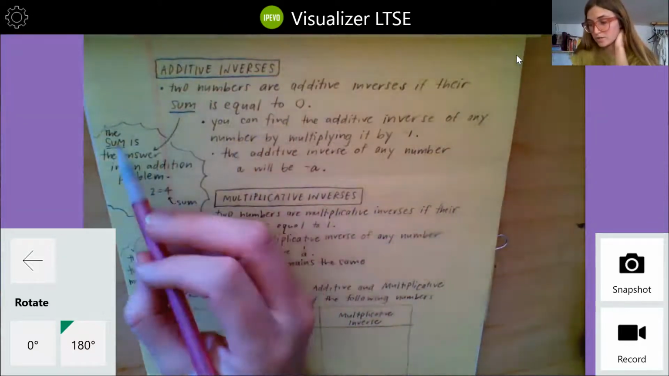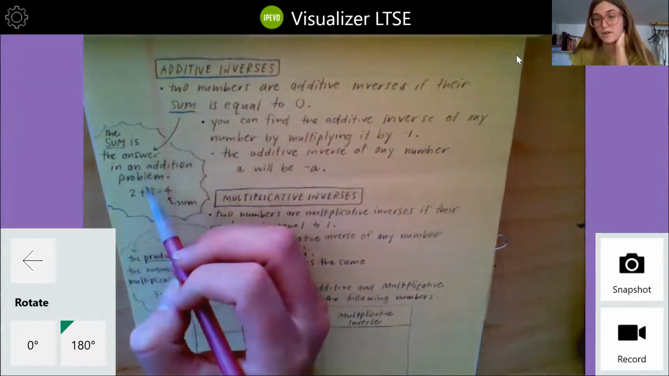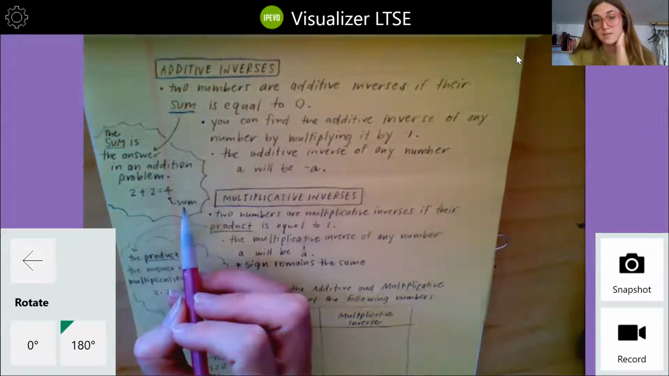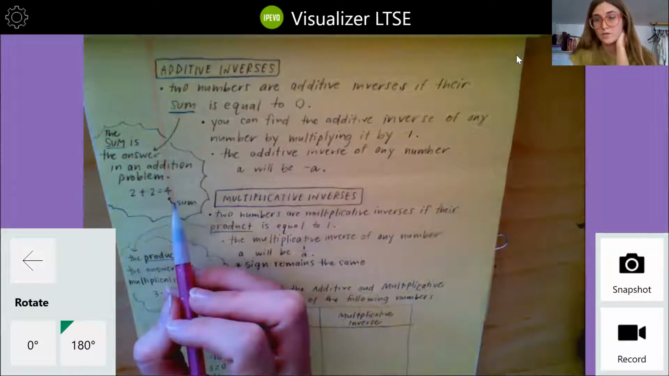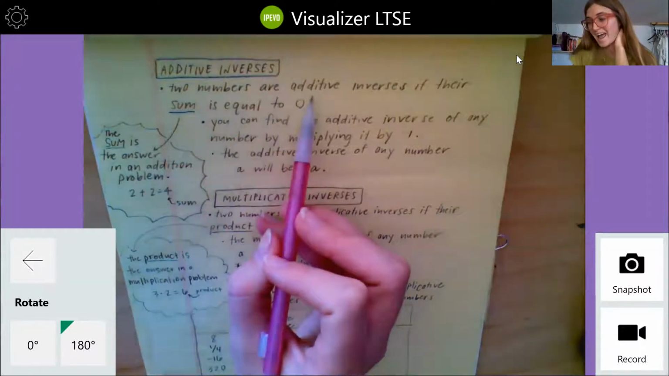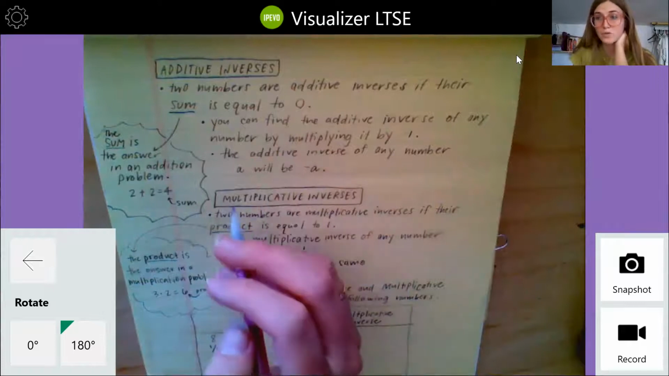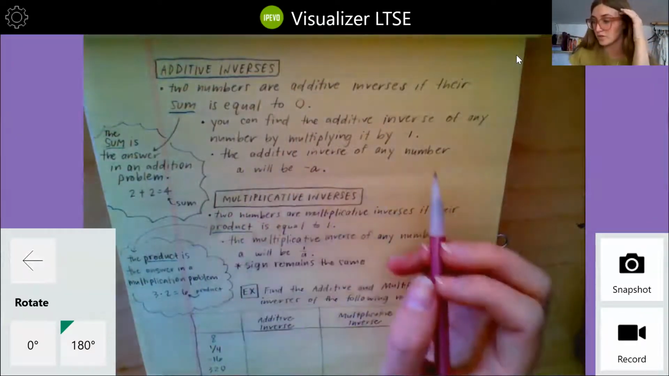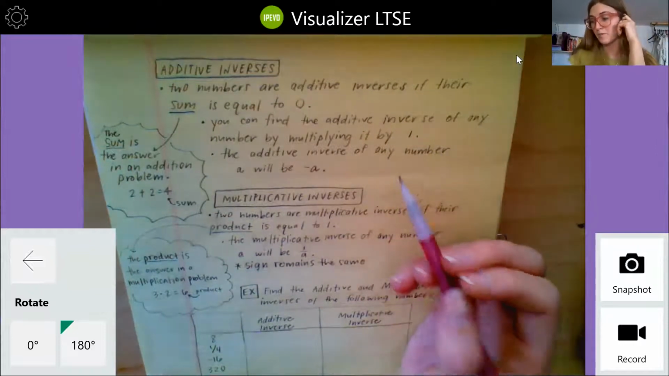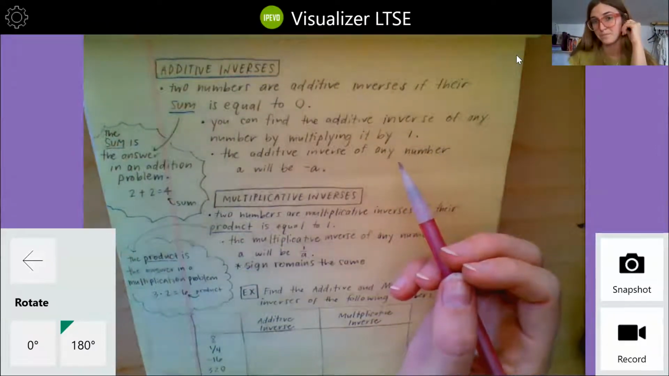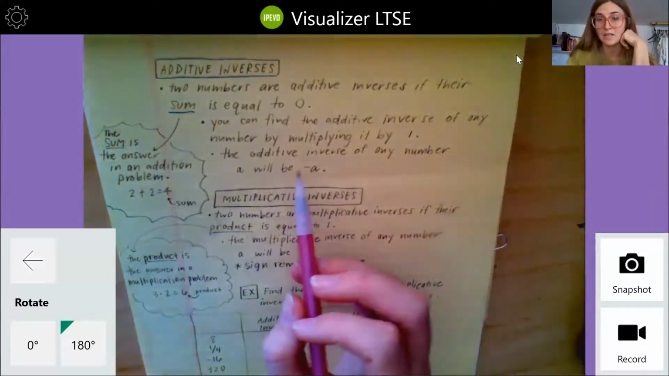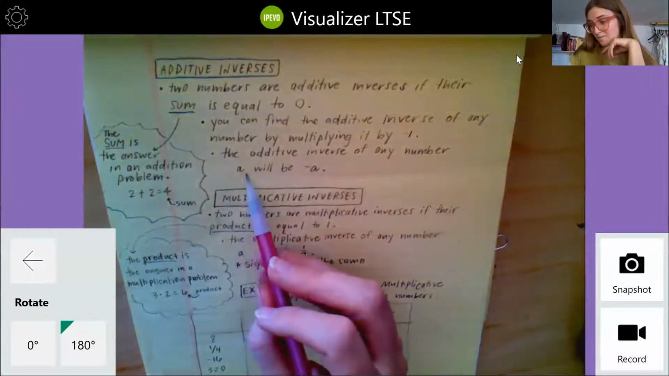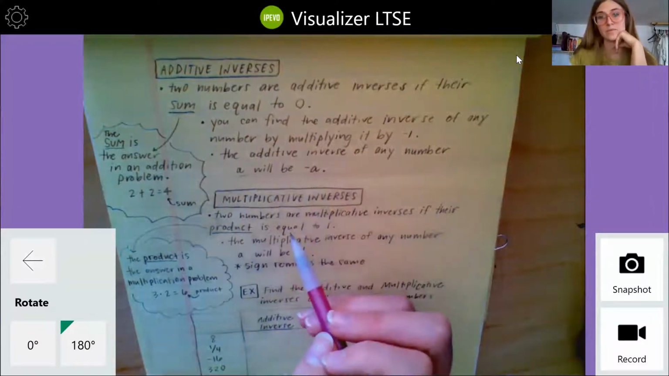Just a refresher, the sum is the answer in an addition problem. So in 2 plus 2 equals 4, the sum is 4. So if we have two numbers that are additive inverses, their sum is going to equal 0. You can find the additive inverse of any number by multiplying it by -1. And the additive inverse of any number A will be -A.